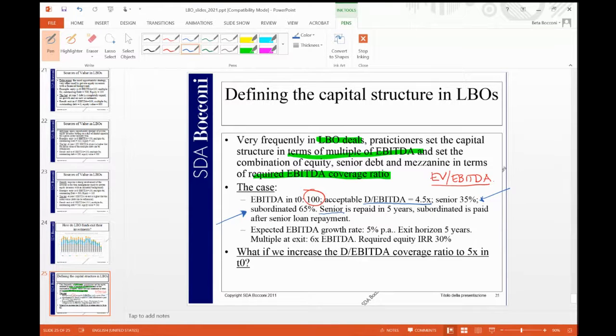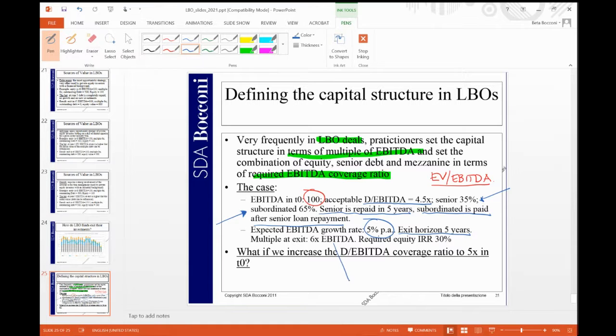We assume that the senior is required to be repaid in 5 years, and that, as we know, the subordinated debt is paid only after the senior debt has been fully repaid. Okay? These are the terms and conditions. Now, according to our business plan, we expect in the next 5 years the EBITDA to grow at 5% per annum. We assume as a private equity investor to exit in 5 years.